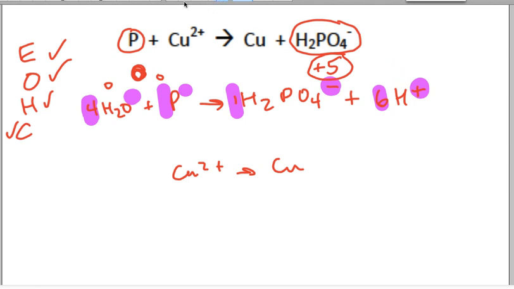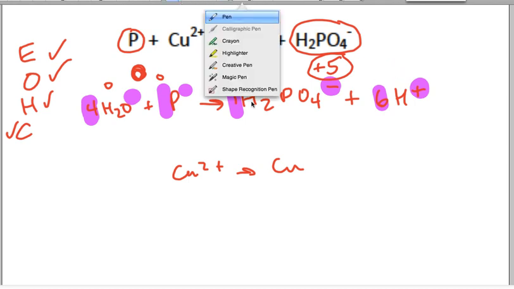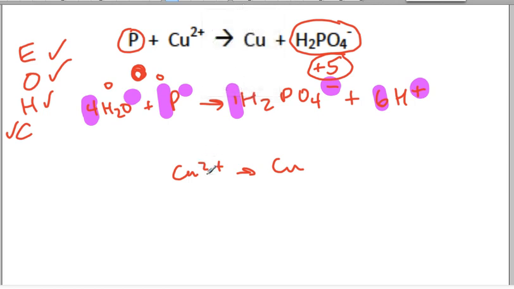When I drop down to the bottom side, if you notice here, this is 1 times 2 plus, which is going to give me 2 plus. 1 times 0 is 0. The key with adding electrons is you add them to whichever side is higher. 0 and 5, 5 is higher. I got to bring it down to 0. So I add 5 electrons on this side, thus making the charge on this side 0 and 0.